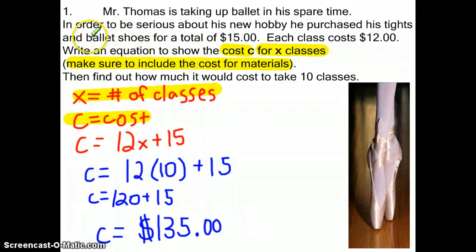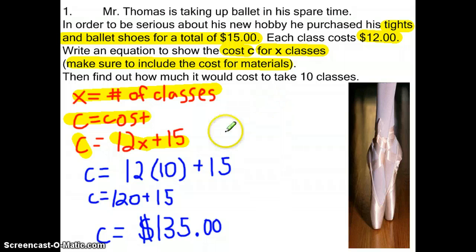And it said up here that the cost for his tights and his ballet shoes were $15. So we need to make sure to add that into our equation. First off, it matters how many classes we take, and X is our number of classes, and it's $12 a class. So that means $12 for each class, so we take 12 times X, and then we need to add on the cost for our materials. So we put 12X plus 15 is our cost.